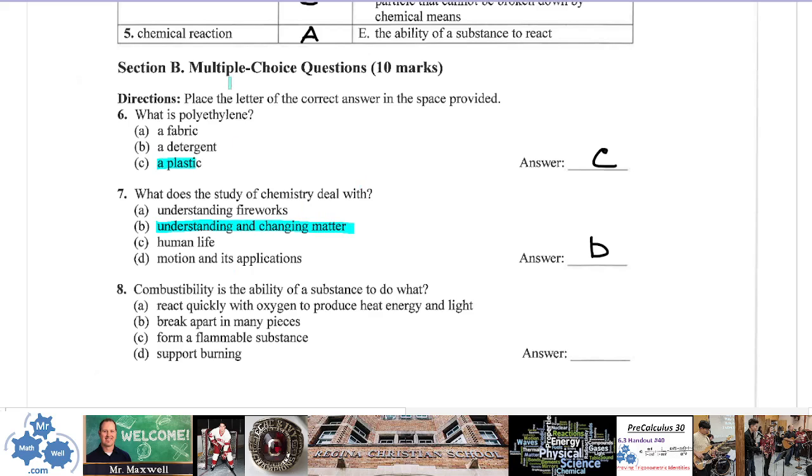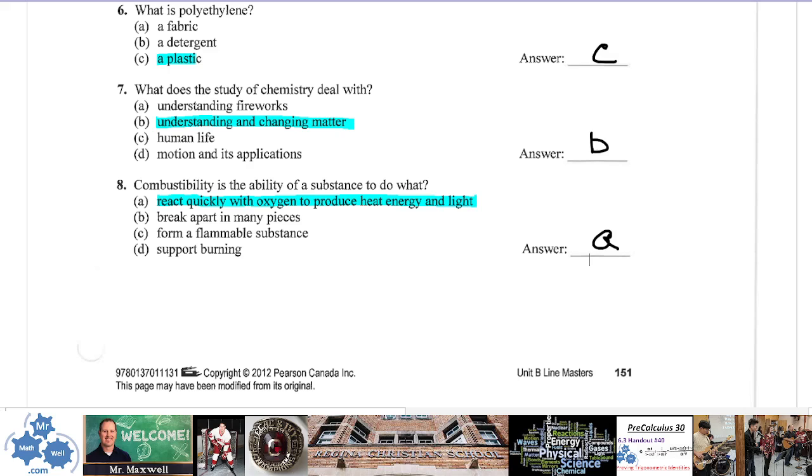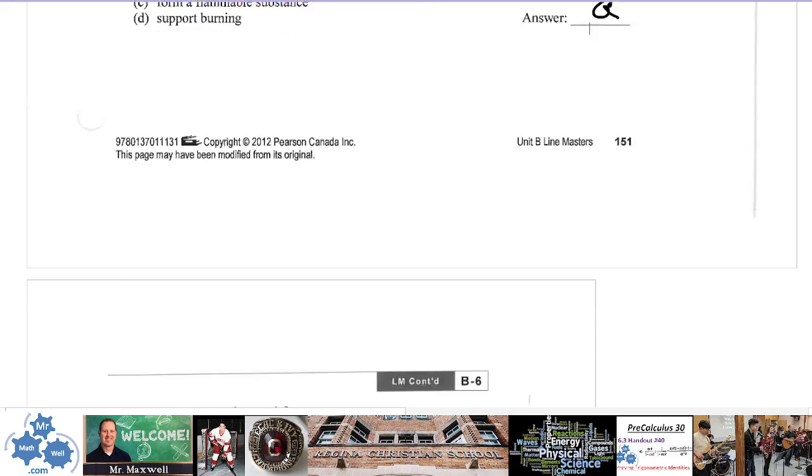Number 8. Combustibility is the ability of a substance to do what? Go ahead and shout it out if you know. To react quickly with oxygen to produce heat and energy and light. That's right, it's A. So something that will combust reacts with oxygen. To break apart, not quite. Form a flammable substance, no. Support burning is slightly different. That's more talking about the fuel and oxygen you need to sustain burning, but combustibility is the ability to react quickly with oxygen.